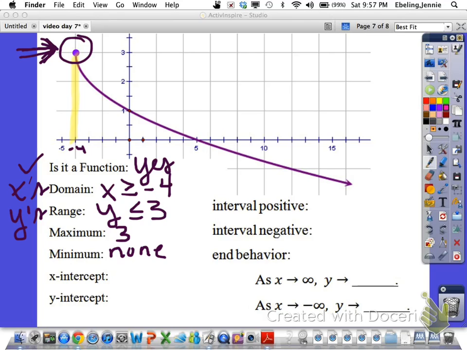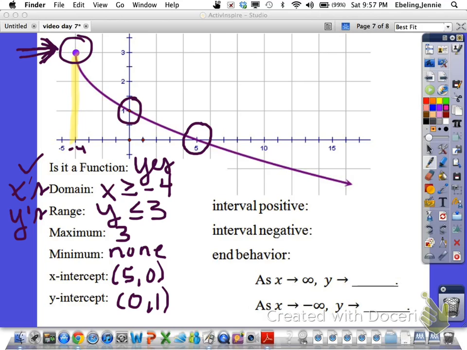Alright, now my x-intercepts. Let's see, I look to see where it crosses the x-axis, and it crosses right here, so I'd write that as 5, 0. My y-intercept, I'm looking to see where it crosses the y-axis, and that would be at 0, 1.